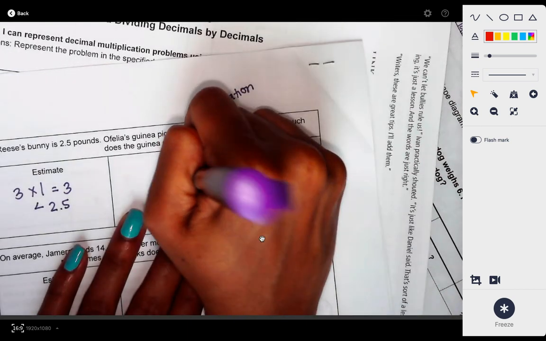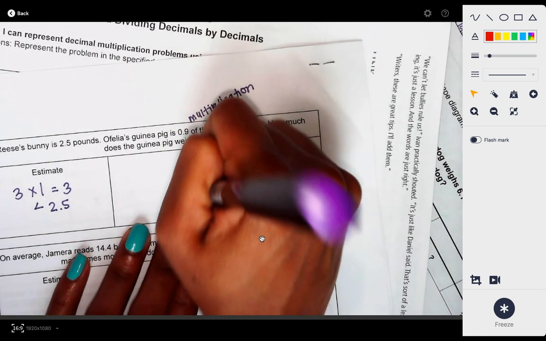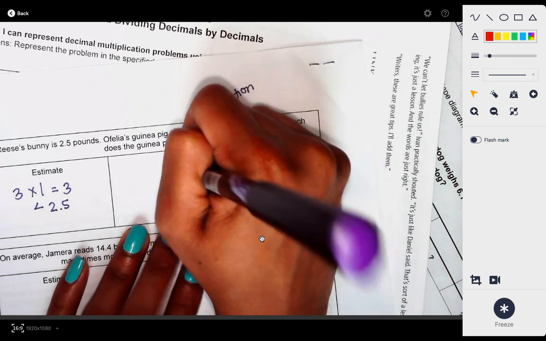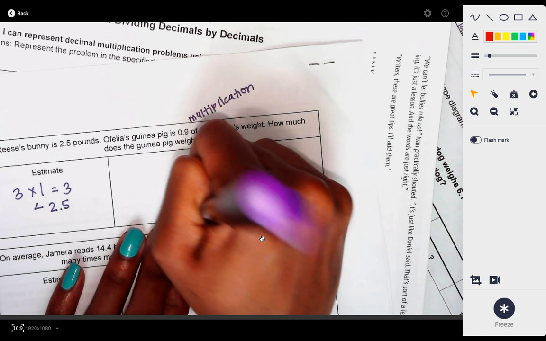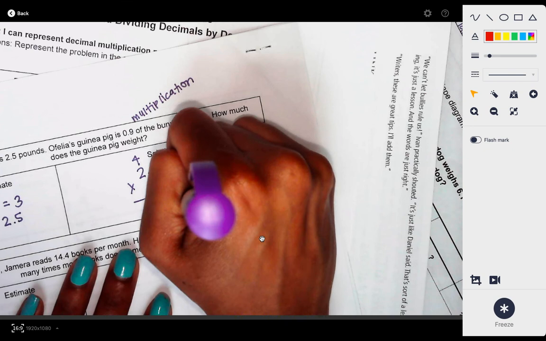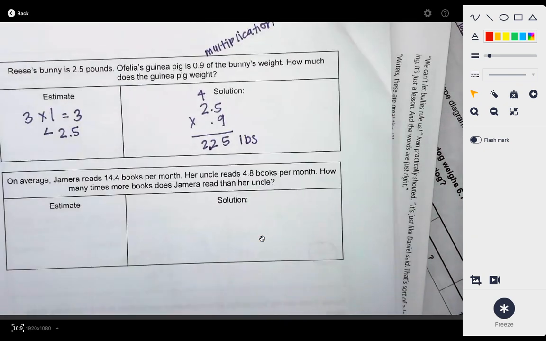So then I figure out 0.9. 2 times 9 is 18, plus 4 is 22. So the guinea pig weighs 2 and 2/25 pounds.